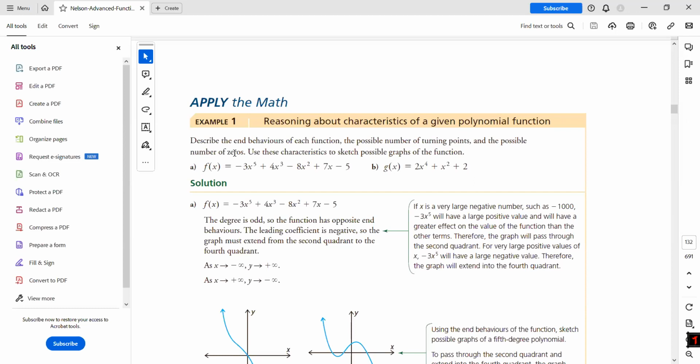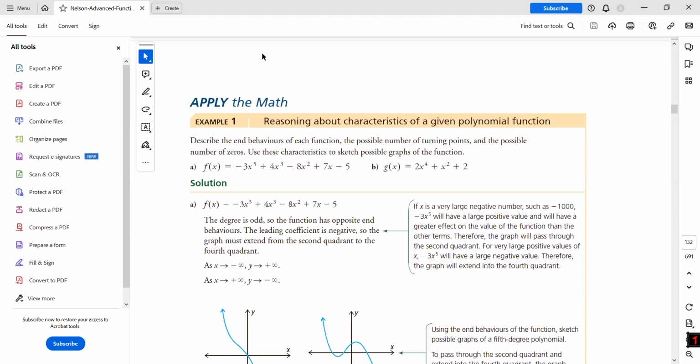Describe the end behaviors of each function, the possible number of turning points, and the possible number of zeros. Use these characteristics to sketch possible graphs of the function. So let's take a look into example number 8.